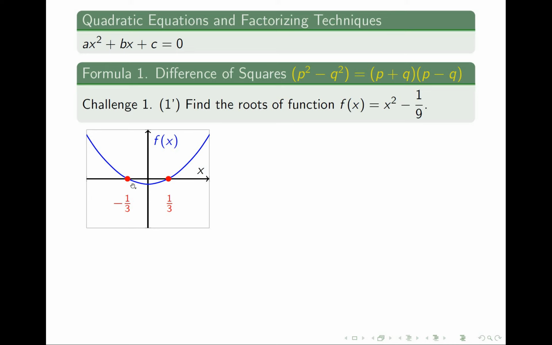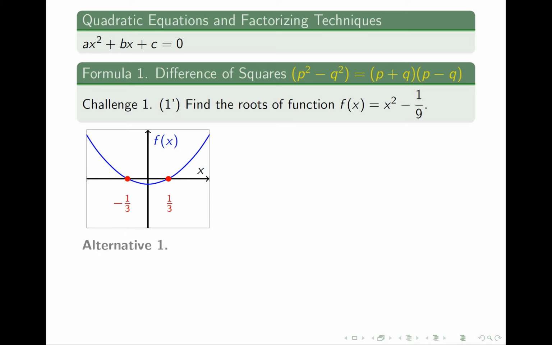So if we draw the graph, we'll have a happy or smiley graph which crosses the x-axis at 1/3 and minus 1/3, and we have the vertex here. So again, the vertex has coordinates 0 and minus 1/9. I will explain why this is the case in a bit.